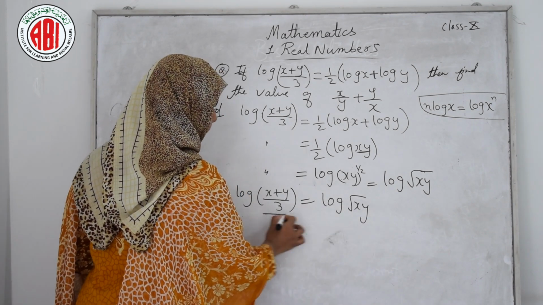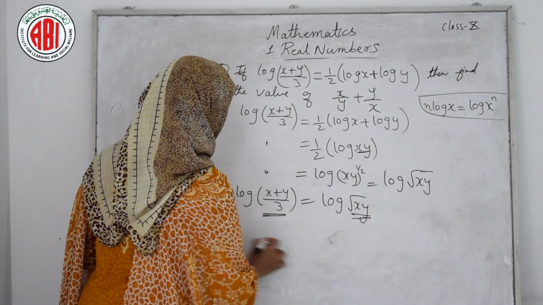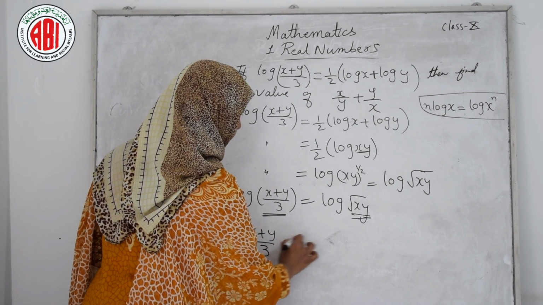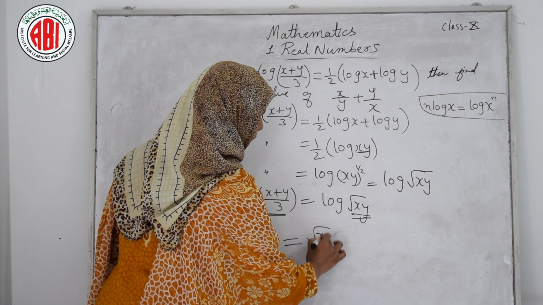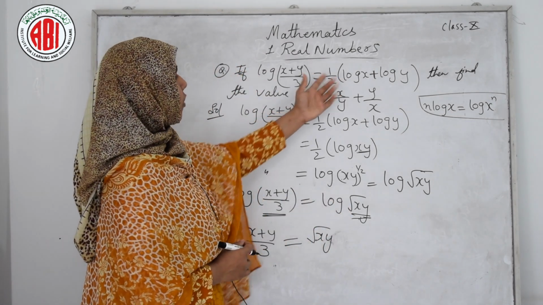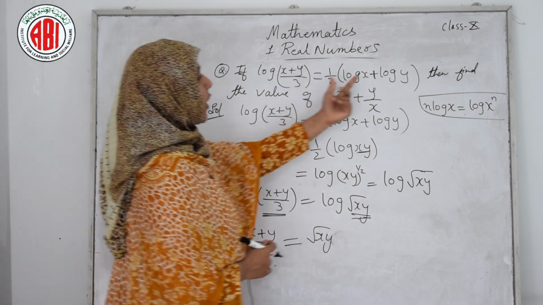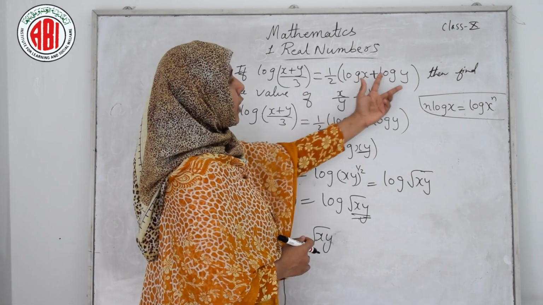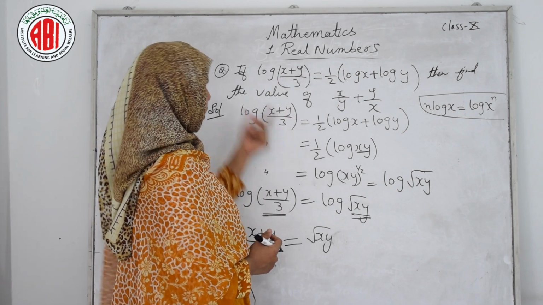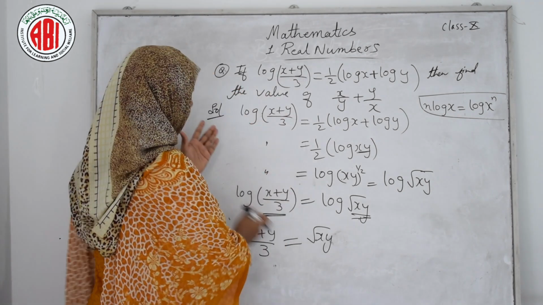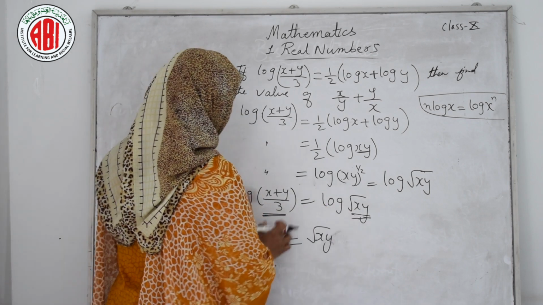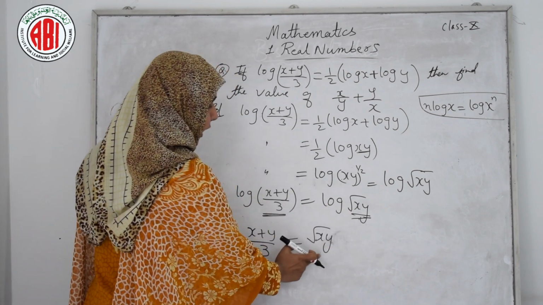Okay, that means these two are equal. x plus y divided by 3 is equal to root x. Here we can't take the common thing out. Here two terms are there, so we can't take this term common. So after solving this we got log of (x plus y divided by 3) equals log of root xy, that means this and this are equal, we can take them as equal here.